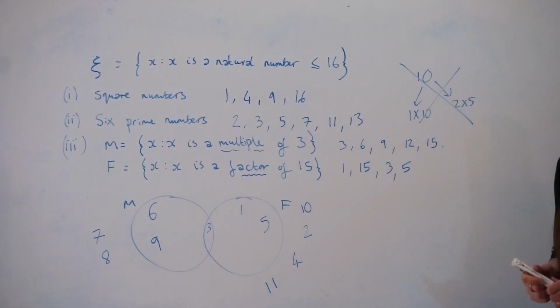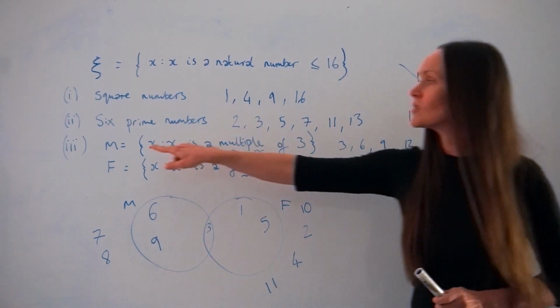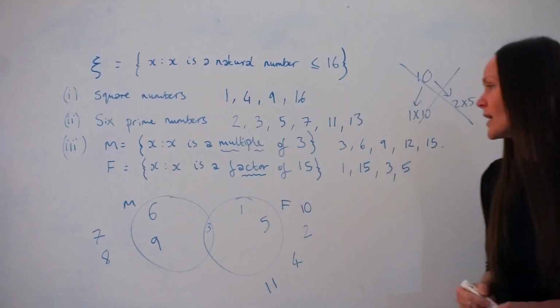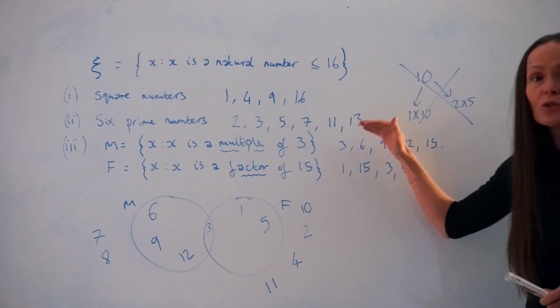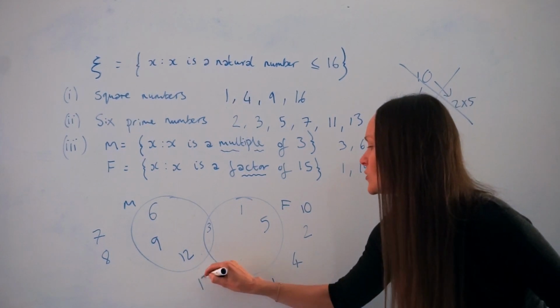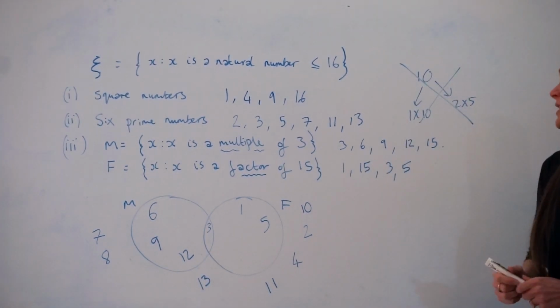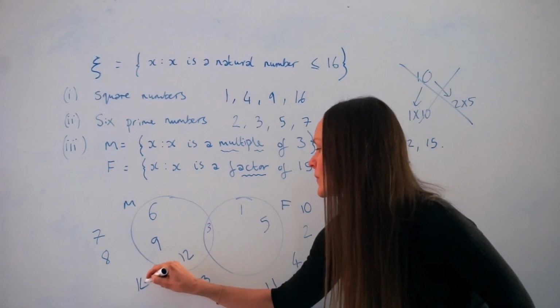And number 12 is a multiple of 3, not a factor of 15, so it needs to go in circle M, okay? So there's number 12. Number 13 is not a multiple of 3, it's not a factor of 15, so this one goes outside the 2 circles. Number 14 doesn't lie in M or F either, so this one goes here too.